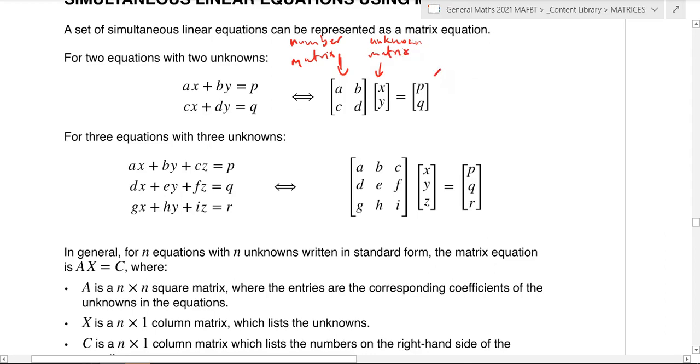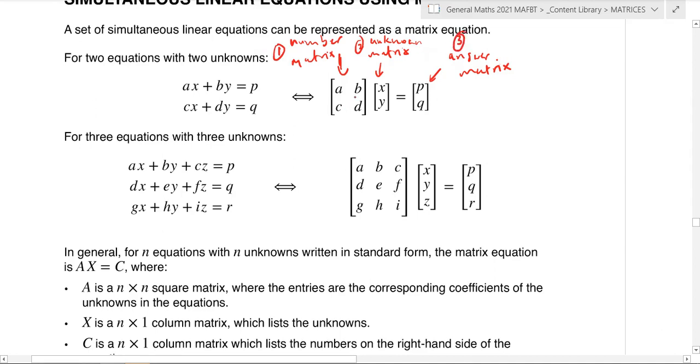And then this matrix here, the third one, I'll call it the answer matrix. Okay, so you want to make sure you split your equations up into these three. So you've got the number matrix, the unknown matrix, and then the answer matrix. There's three matrices you've got to split them up into.